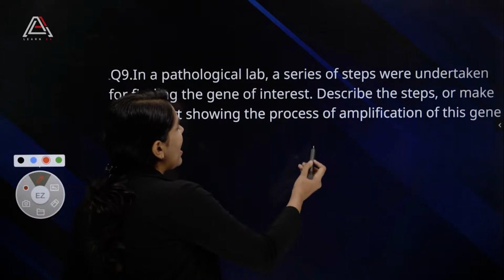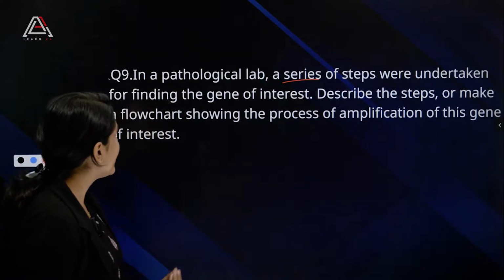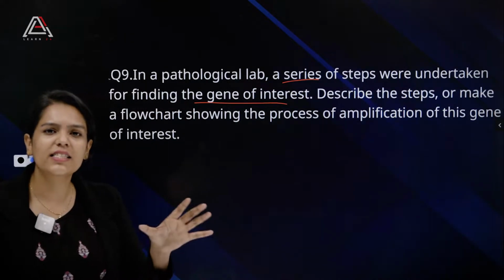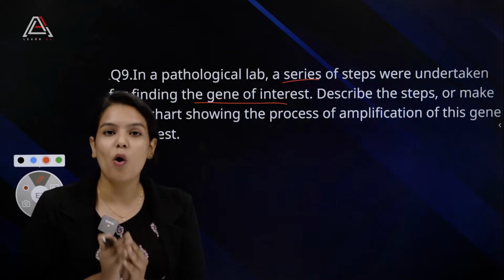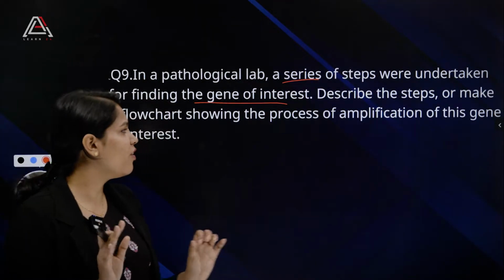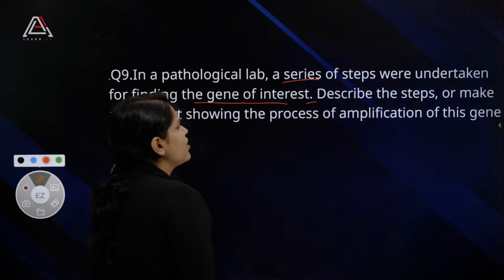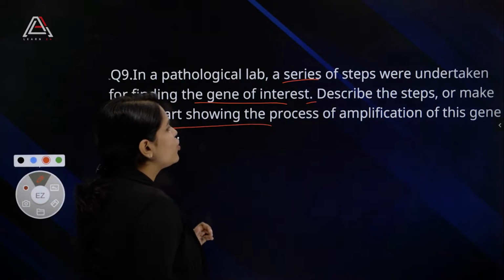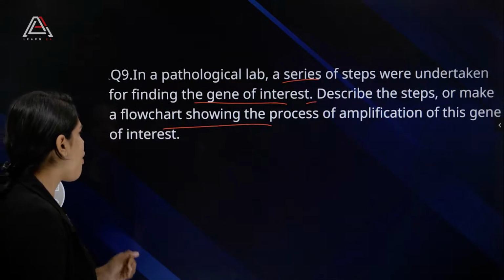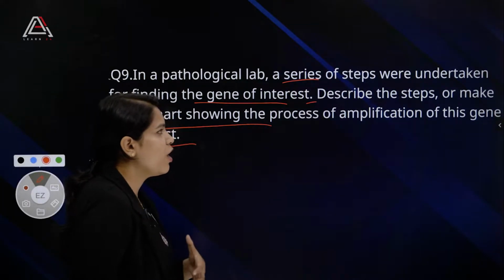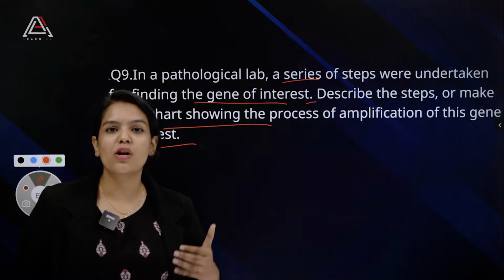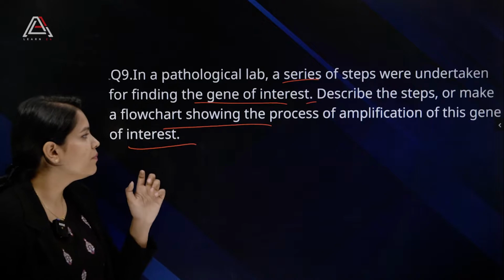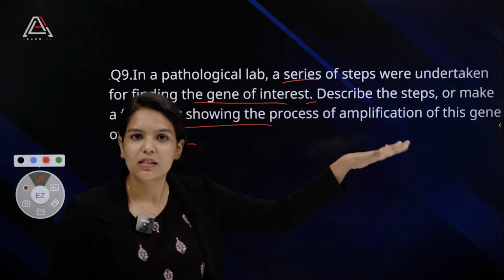In a pathology lab, a series of steps were undertaken for finding the gene of interest. So in a lab, a series of steps were taken to find what? A gene of interest. Alright, perfect. The next part of the question says: describe the steps or make a flow chart showing the process of amplification of this gene of interest. So you have to talk about how a gene of interest can be found, how you can amplify the gene of interest.